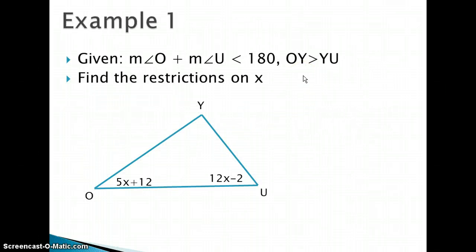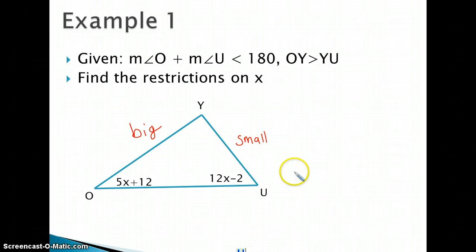So how does this work? Well, we've got a couple examples that we're going to work through today. The first one is an algebra-based problem, and it says here in the restrictions that the measure of angle O plus the measure of angle U is less than 180 degrees. And we know that OY is bigger than YU. So I'm going to mark that off in my diagram that OY is big, and that YU is small.